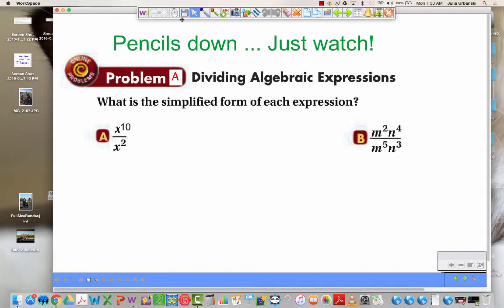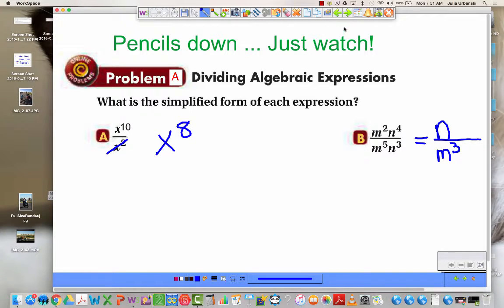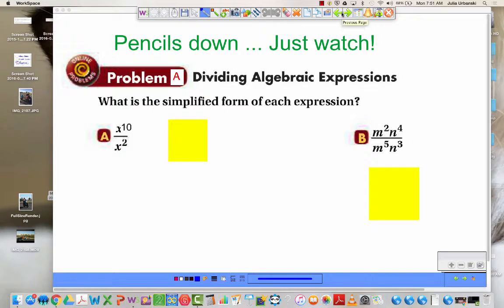This one would just simply be x to the what? 8, because 10 minus 2 is 8, and the 10, the biggest number, is on the top. All right, this one. Be careful, because they're not all just going to be on the top. Look at your m's. You've got an m to the 2nd, m to the 5. That's going to be m to the 3rd. But where's it going to go, top or bottom? Bottom, because m to the 5th is the bigger exponent. That's where the remainder would be, m to the 3rd. And n to the 4th over n to the 3rd. What would we get? Where? Top. Okay? That's it.